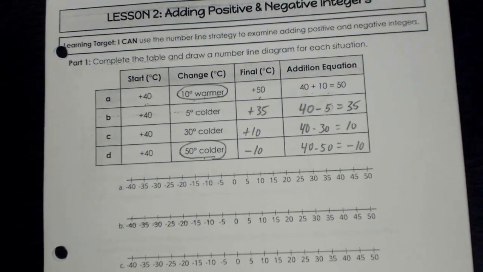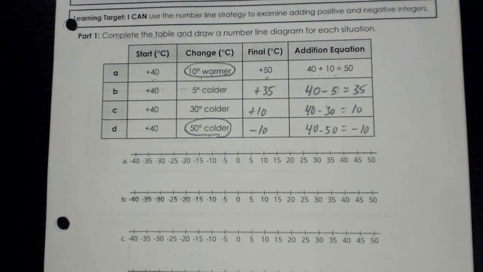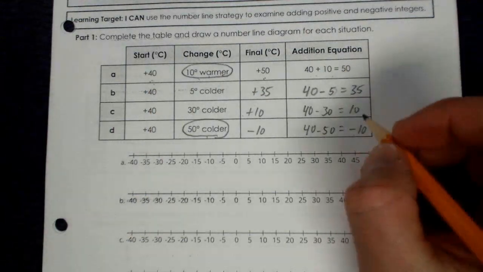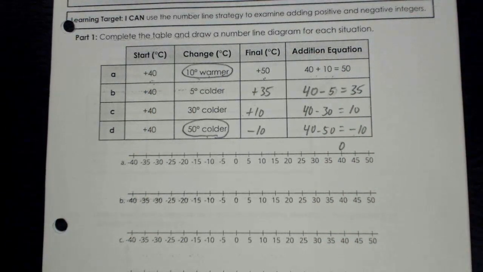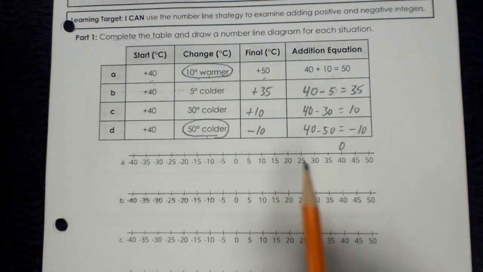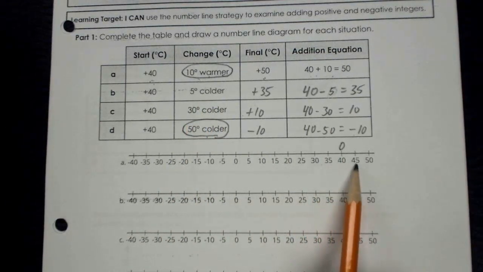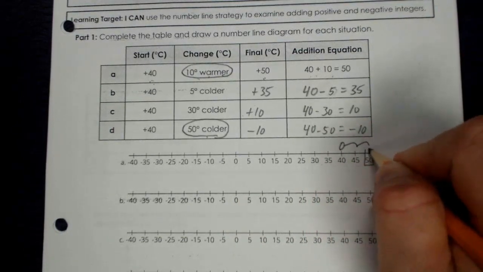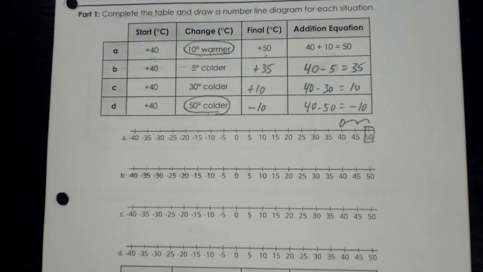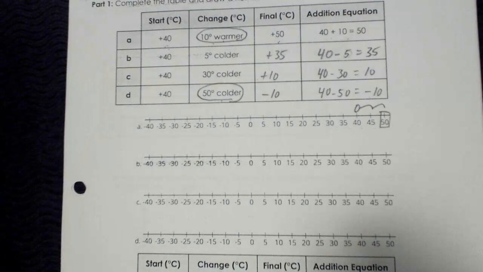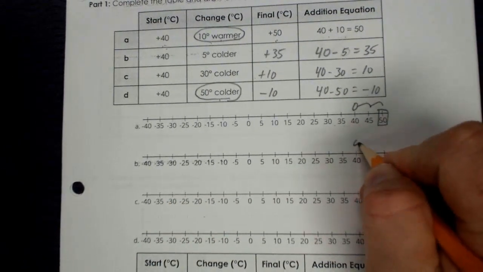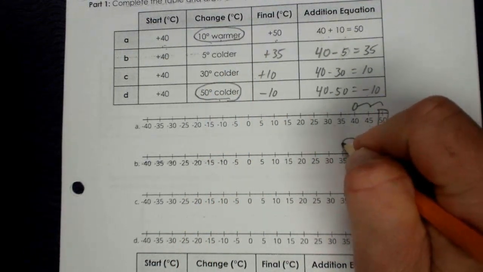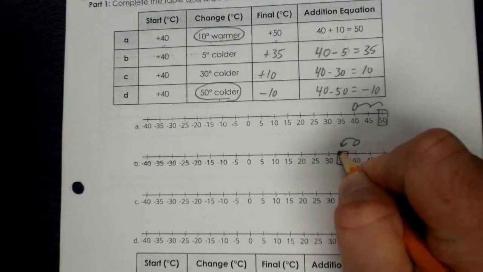Now, it wants us to graph it on a number line. So let's do A. Now go back to your starting point, which is 40. So I'm going to put a circle opened up there at 40. It's getting 10 degrees warmer. Now notice the number line is going up by 5s. So you're going to move twice. 5, 10. There's where you end up for A. Okay. Part B, you also start at 40. Let's see what happens. 5 degrees colder, so you're going to go back to the left. There's where you end up.